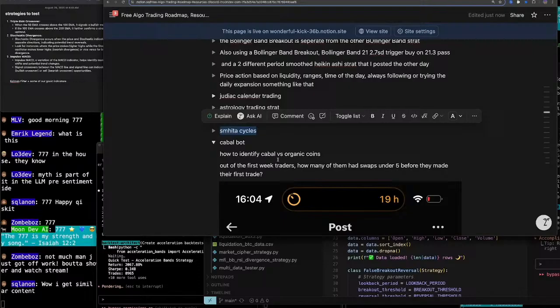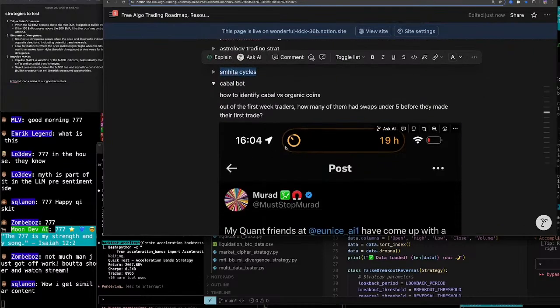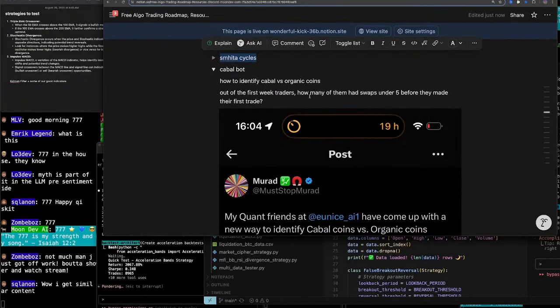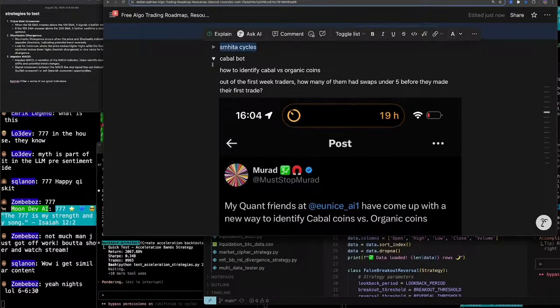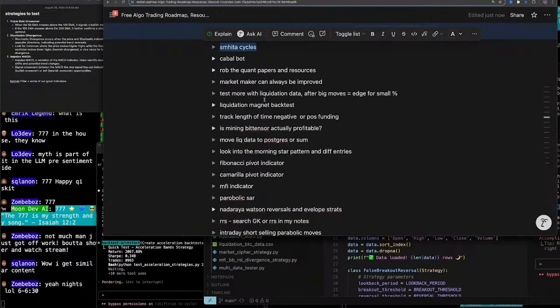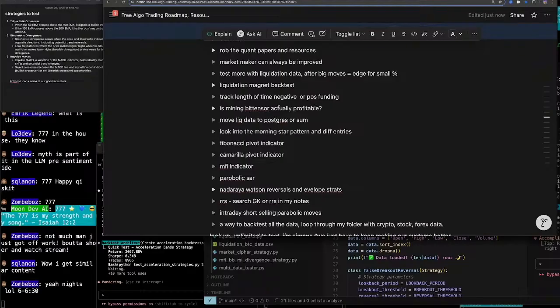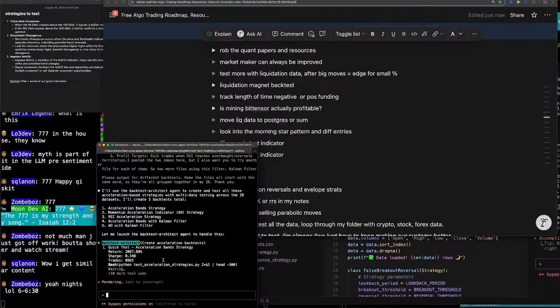Cabal bot. How to identify cabal versus organic. Out of the first week trade swaps under 5. The first trade. Yeah, I remember that.